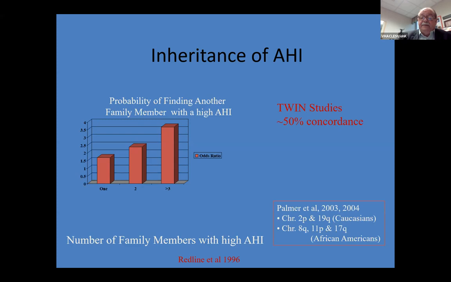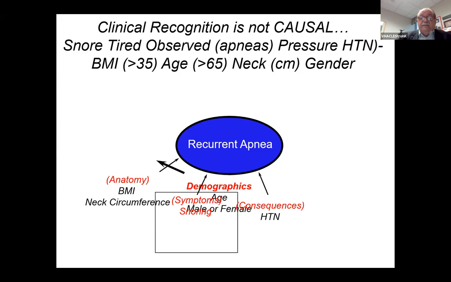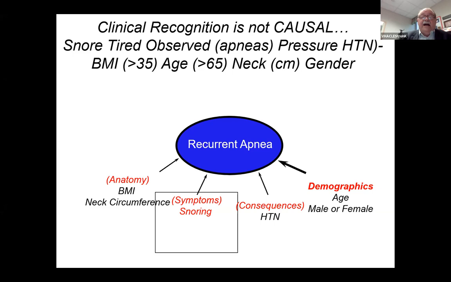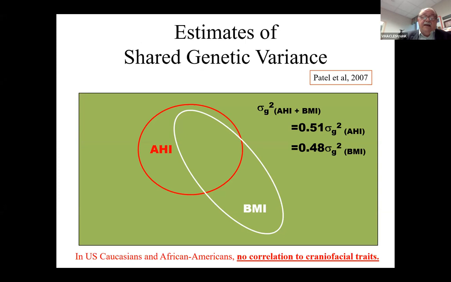One of the interesting clinical recognitions is that anatomy, symptoms, consequences are not causal. You have genes that make you increase and genes that make you decrease. People who have tried to get estimates of shared genetic variants, this is Patel's work for BMI and AHI, find that, sure, there's an overlap. But AHI is not just explained by obesity. In fact, about 50% of sleep apnea is not explained by obesity. And there was no correlation in this, which was Caucasians and African Americans, to craniofacial traits as measured, which were pretty crude. Not inside the mouth, though, Denise. Not inside the pharynx.